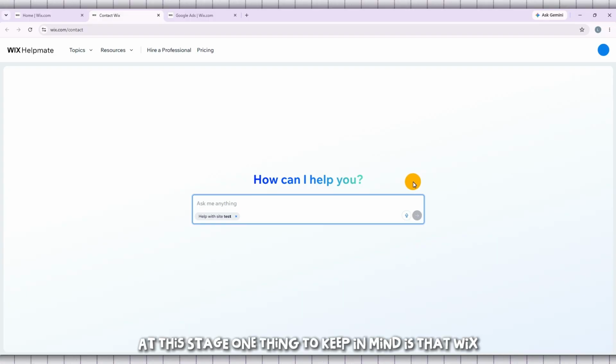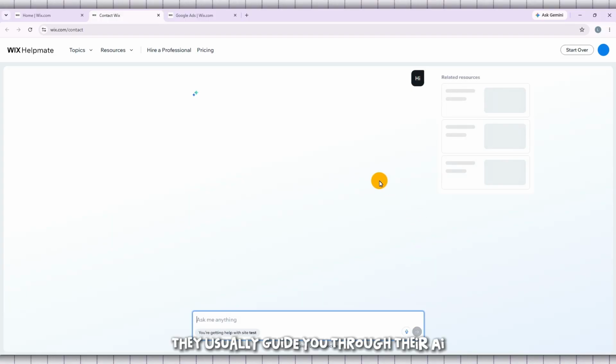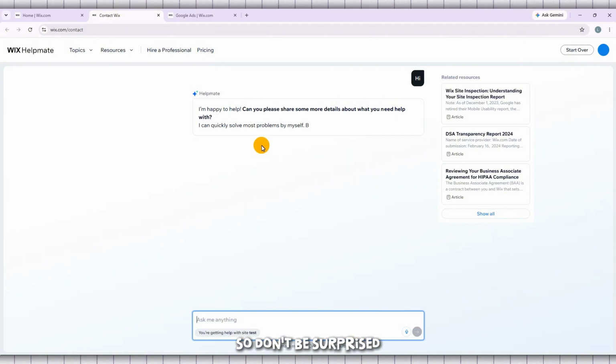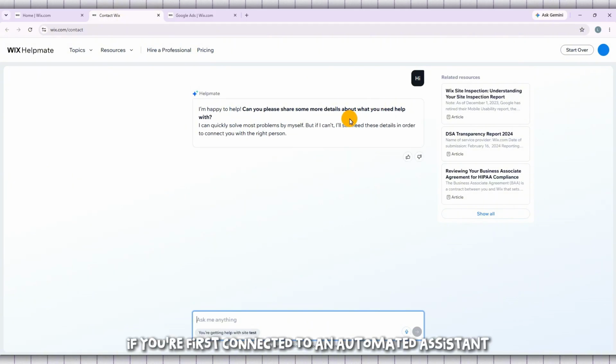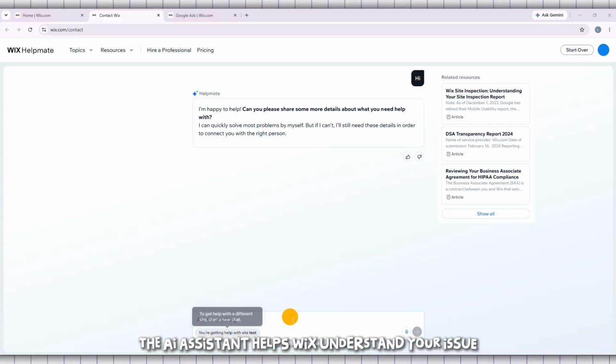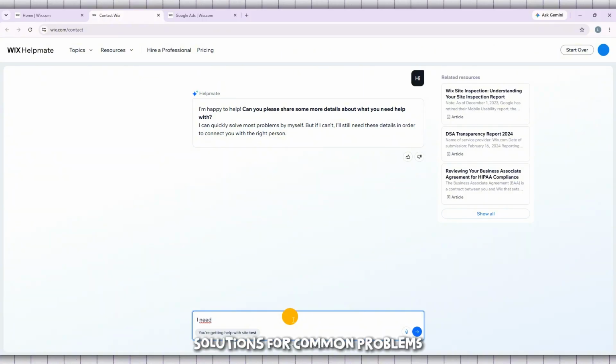At this stage, one thing to keep in mind is that Wix may not immediately provide you with a direct support person to call. Instead, they usually guide you through their AI support system first. This is a normal part of the process, so don't be surprised if you're first connected to an automated assistant instead of a real representative. The AI assistant helps Wix understand your issue and can often provide quick solutions for common problems. However, if your problem is more complicated, the system can guide you toward additional support options.